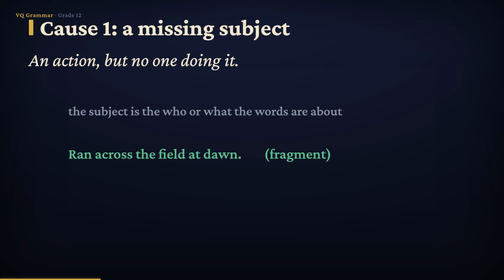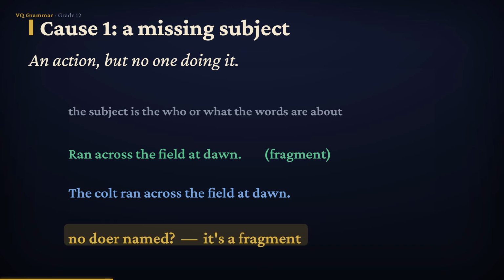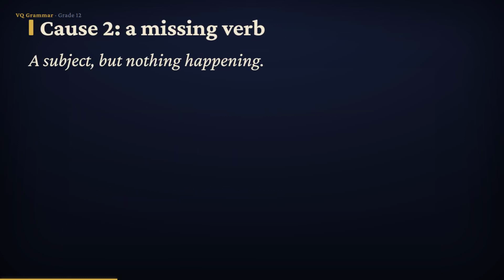Add the subject and it becomes whole. The colt ran across the field at dawn. Now we know exactly who acts. So whenever a group of words gives you an action, but never names the doer, you are almost certainly looking at a fragment. The second cause is a missing verb.